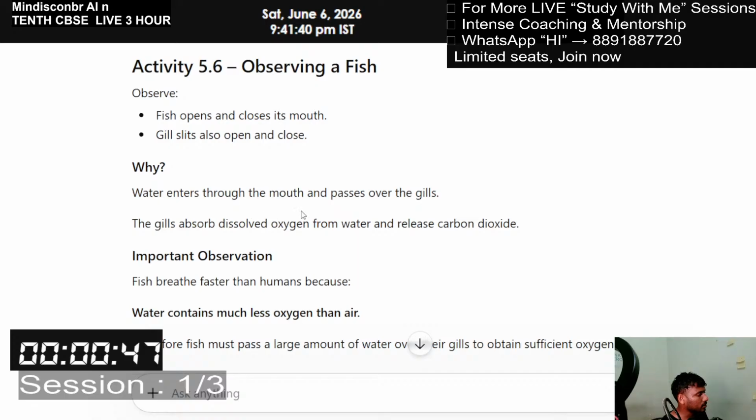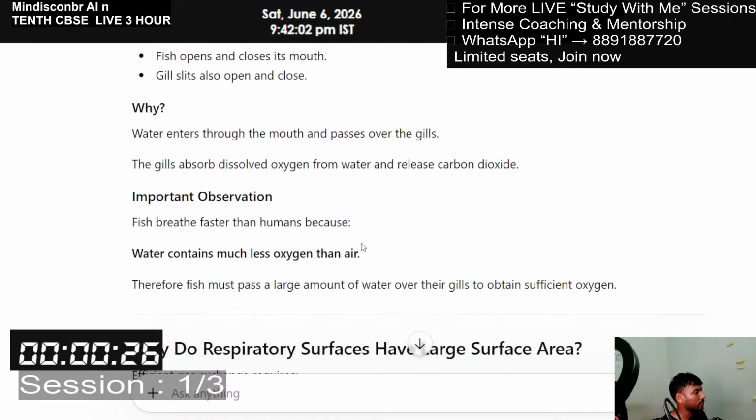Why? Water enters through the mouth and passes over the gills. From the mouth, water enters and then the water passes through the gills. The gills absorb dissolved oxygen from water and release carbon dioxide. In fishes, they don't have lungs. Instead of lungs, they have gills.